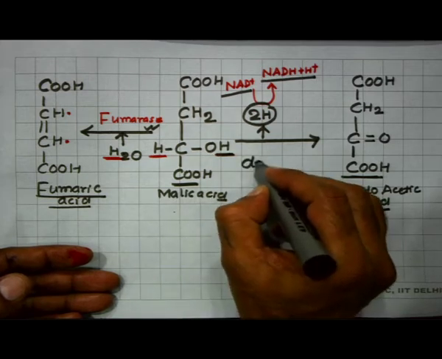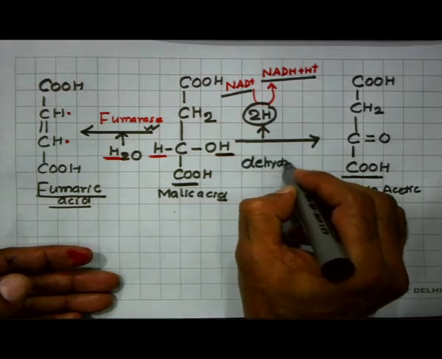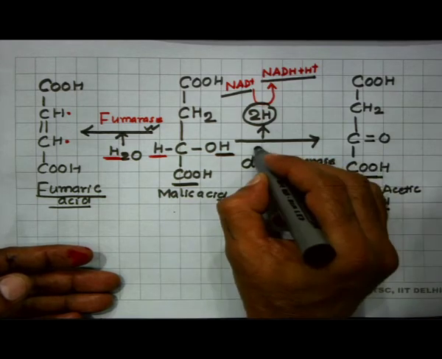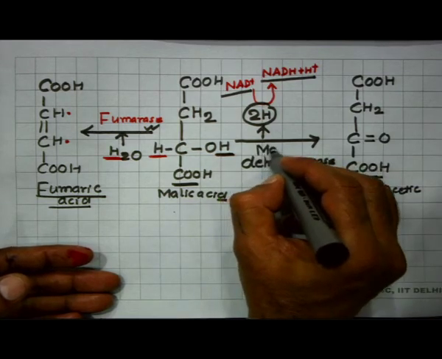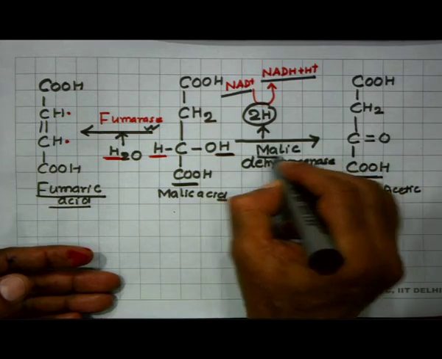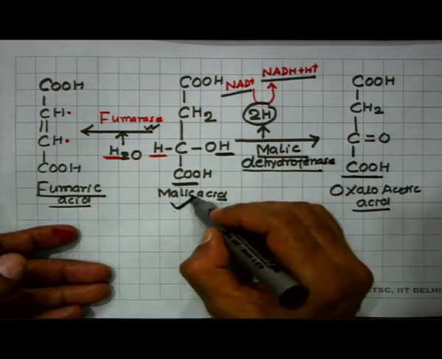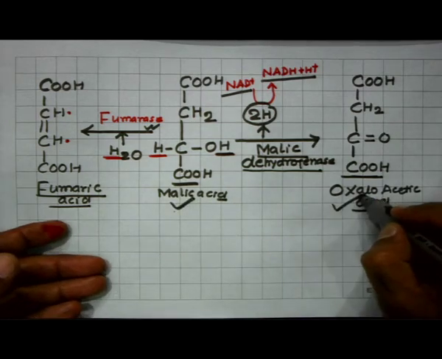The enzyme used is dehydrogenase. Here the substrate is malic acid. So, we can easily say malic dehydrogenase enzyme helps in the conversion of malic acid into oxaloacetic acid.